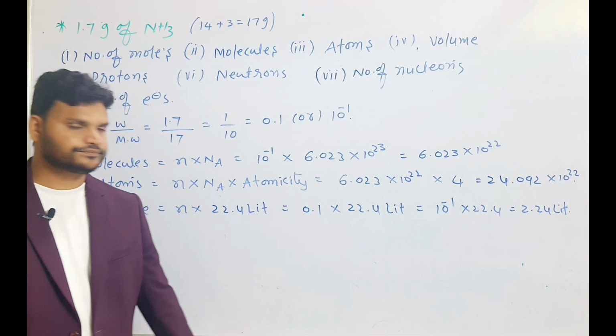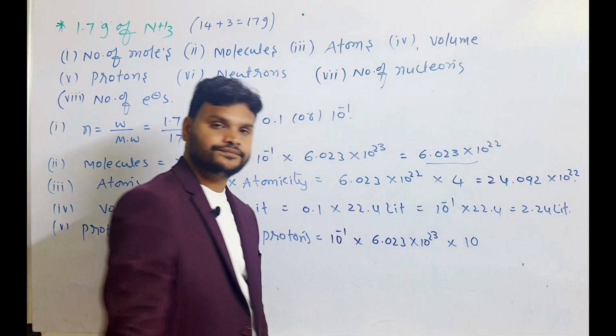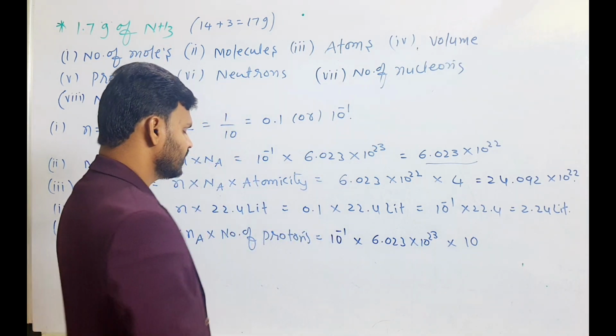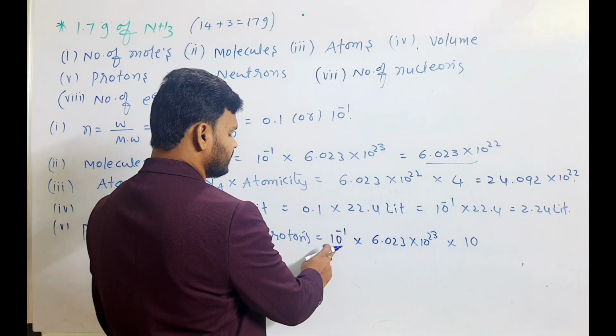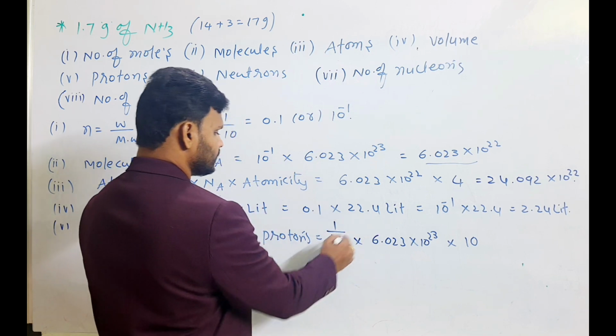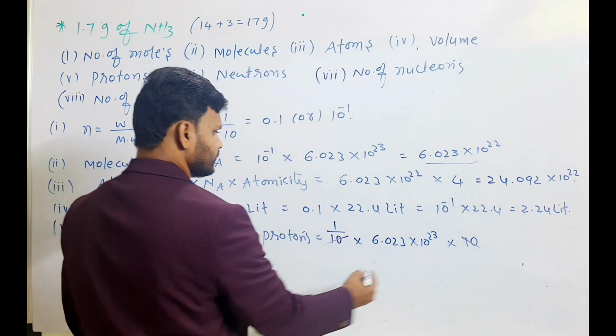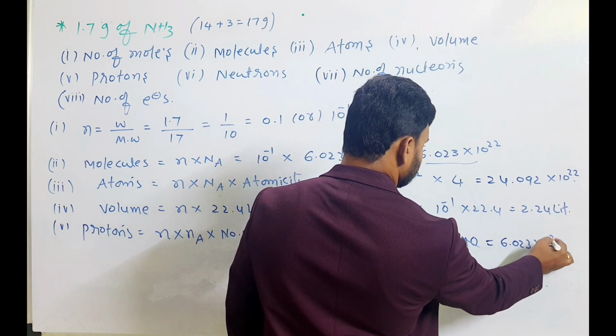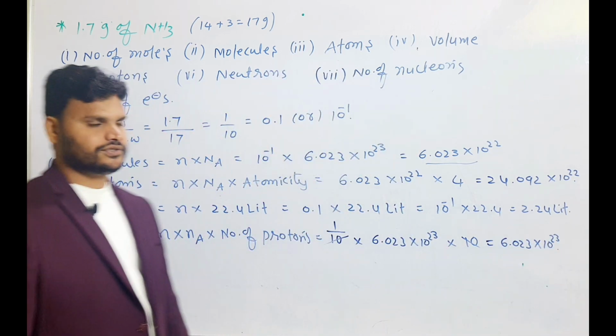Of protons 10. Okay? So 10 power minus 1 and 10 cancel. Actually 10 power minus 1 is nothing but 1 by 10, so 10 you can cancel. So what is the answer? This is the answer: 6.023 into 10 power 23. That's it.